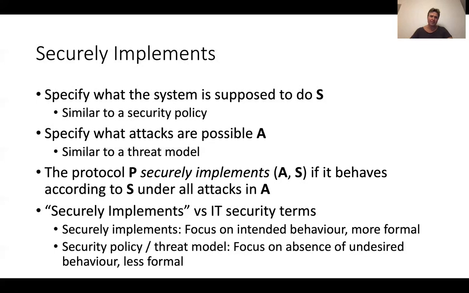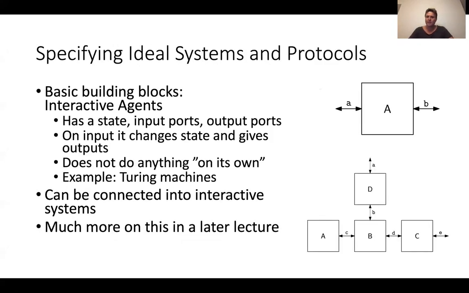Okay. Also, when we talk about securely implementing, as you will see, often we will be much more formal than when you're specifying a security policy or a threat model. In security policies and threat models, often you allow yourself to specify what you want and what you don't want to happen in some kind of prose. I don't want viruses on my machine. When we're specifying securely implementing, we're writing down using math what the system should be doing. It should be these relations between input and output, and then you sit down and prove that those relations hold.